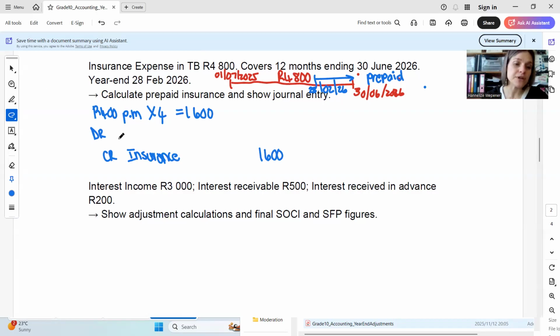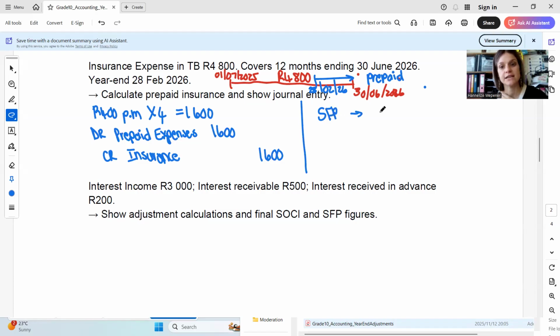This is now a prepaid expense current asset under trade and other receivables because they either need to give me back my 1,600 Rand that I've paid for, or they need to give me the insurance cover. Okay, so prepaid expenses, asset debit, remove it from insurance because it was not for the current financial year. In other words, in your SFP, you will show this under your trade and other receivables.